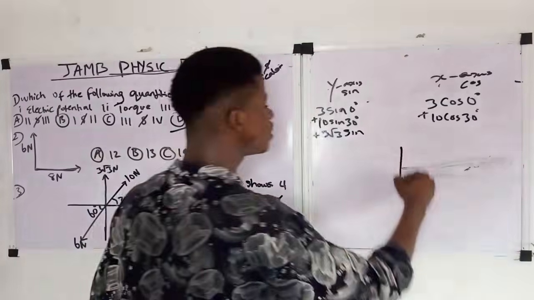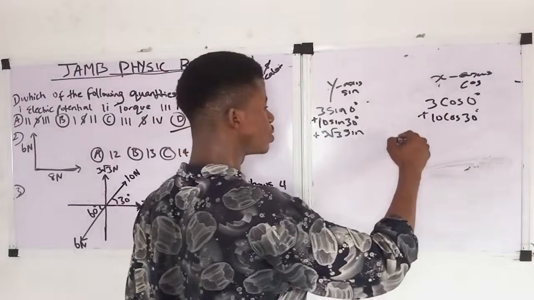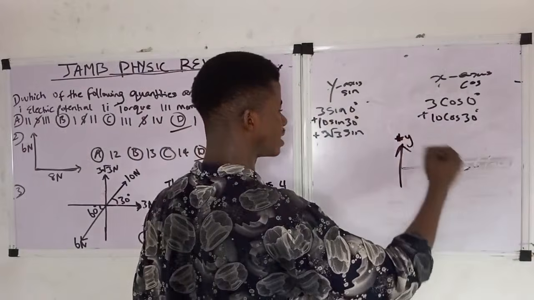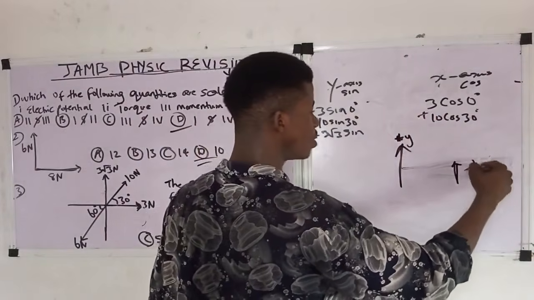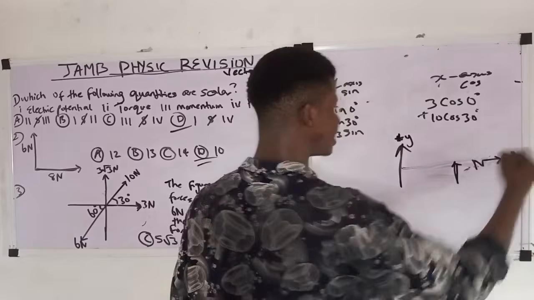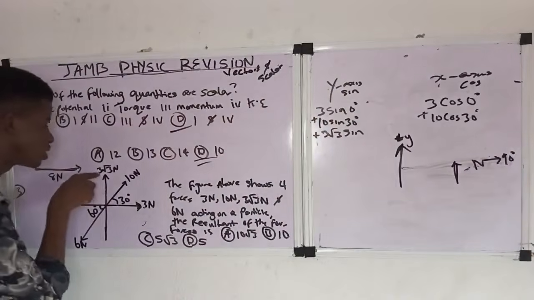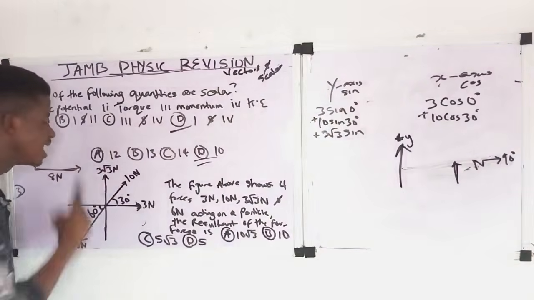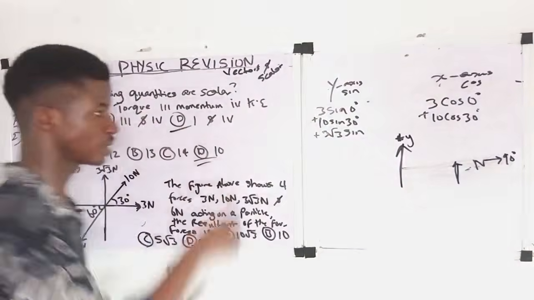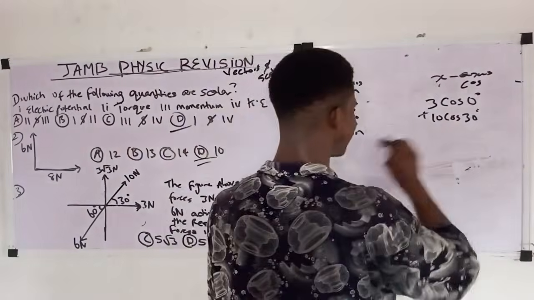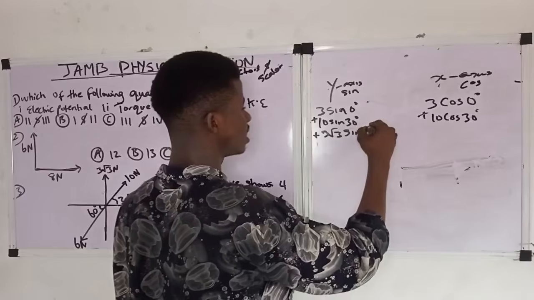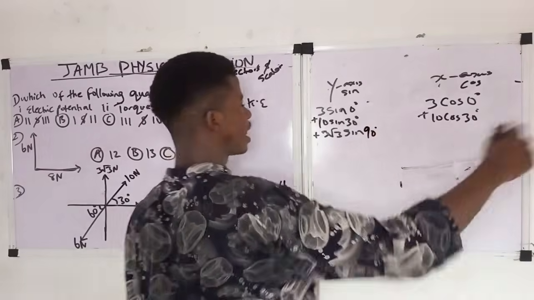3 root 3 is facing up. Remember, this is north, or the positive y-axis. So, what is the angle of north? 90 degrees. Now look at it: is this 3 root 3 inclined at any angle? No, it is at the north. Remember, north is 90 degrees, so I'll put 90 degrees.